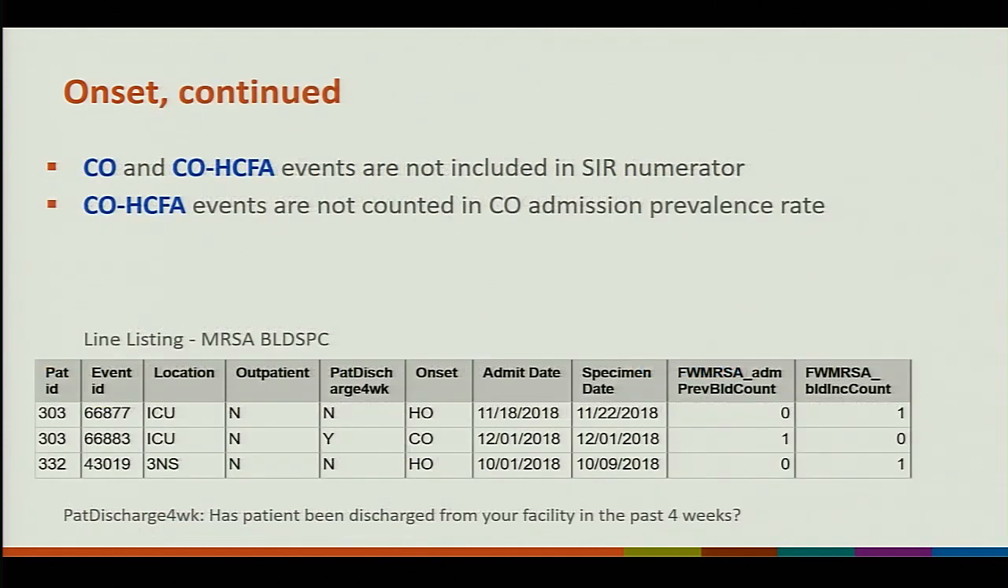A little bit more about onset is that community onset and CO-HCFA events are not included in the SIR numerator, and I will be discussing that a bit more. And CO-HCFA events are not counted in the community onset admission prevalence rate. On the screen is a screenshot of an MRSA line list where you can see onset, and we pulled in a couple of other variables that might be helpful when you're reviewing an MRSA line list.